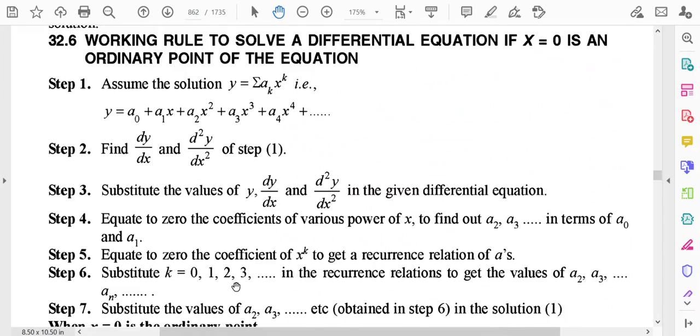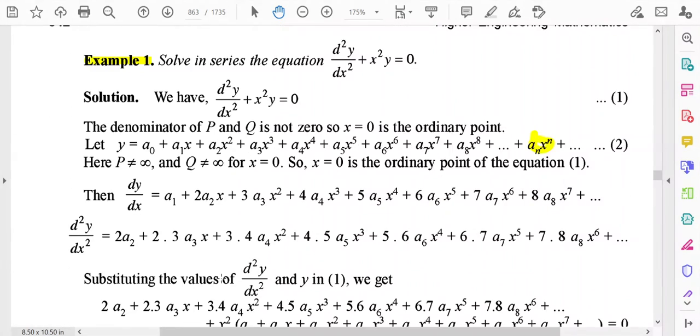So now we will discuss an example, then it will be clear how to solve the equation by power series method when x equal to 0 is an ordinary point. Suppose this is the equation: d square y by dx square plus x square y is equal to 0. The first thing is that you have to express this in the standard format. This is already in standard format, because it is written d square y by dx square, so the coefficient is 1 here. So it is clear that the denominator of p and q is not 0, so x equal to 0 is an ordinary point. The first thing you have to check is whether x equal to 0 is an ordinary point or not.